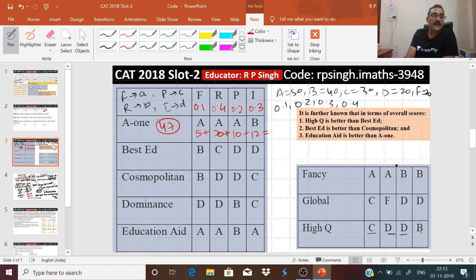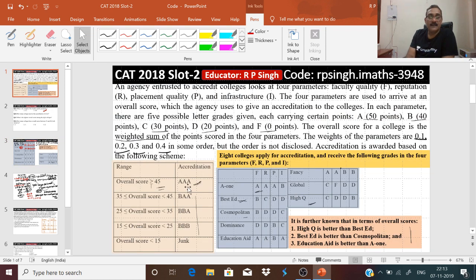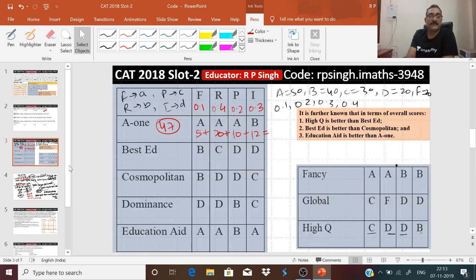It means 47 means triple A, because if it is more than 45, the college will get triple A accreditation. So guys, first of all, write the score. Now the set is cracked. What is left is simple calculations.